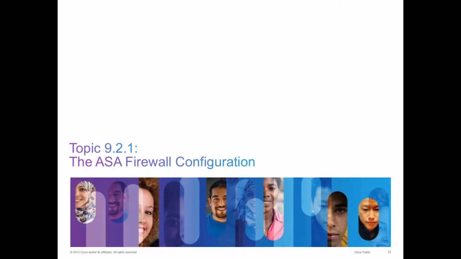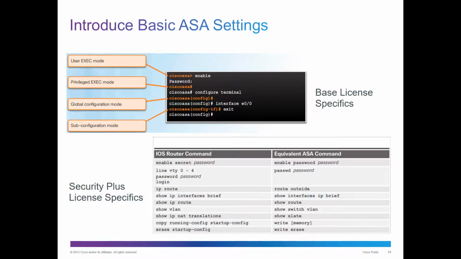So the first portion is about the ASA firewall configuration. When we're doing this, we're looking at, first of all, the different modes: user exec versus the privilege mode versus the global configuration mode, as opposed to the subconfiguration mode. We are assuming that basic IOS router commands are already known. Things like the enable secret, passwords, IP route, certain show commands are known.